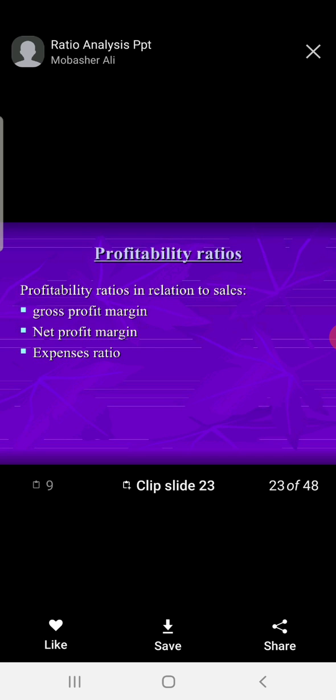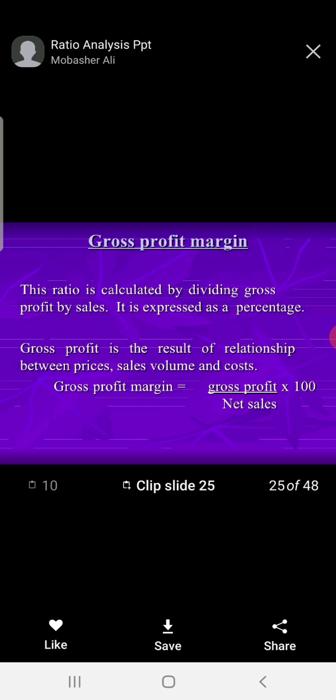The profitability ratio is again divided into the gross profit margin, net profit margin and expenses ratio. Just remember these types. There is no need to explain the definition of these. The gross profit margin is there, the net profit margin is there. After the deduction of depreciation from the gross profit you will get the net profit margin, and the expenses ratio is there. No need to go through it.